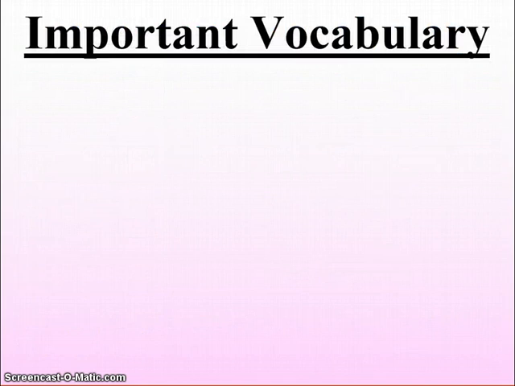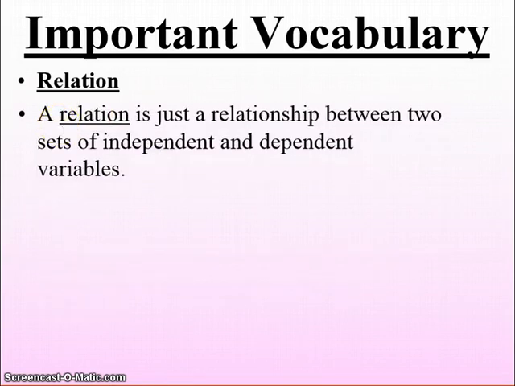Now, before we look at which way is a relation and which way is a function, let's get some important vocabulary and then we'll establish which is which. So one of the most important words that we have for these next few lessons is a relation. A relation is just a relationship. That's the key there. All it means is there is a relationship. Some relationship exists between two things, which we know are independent and dependent variables.